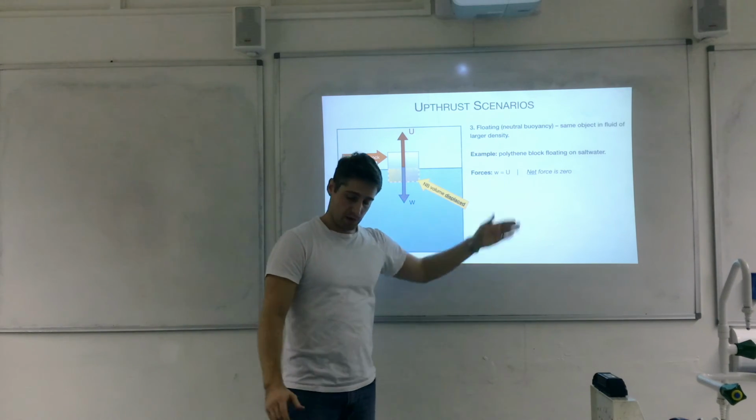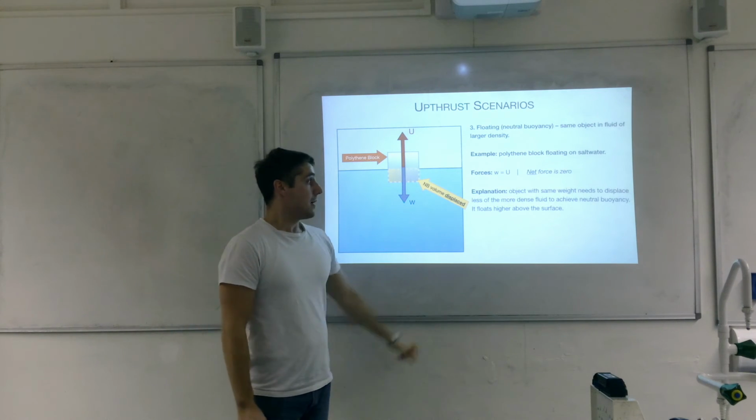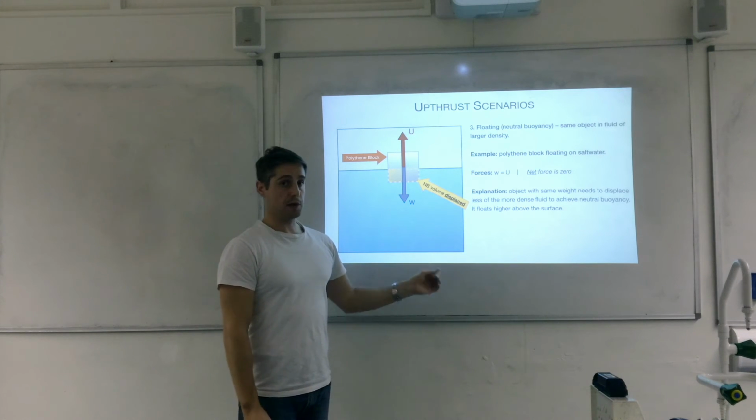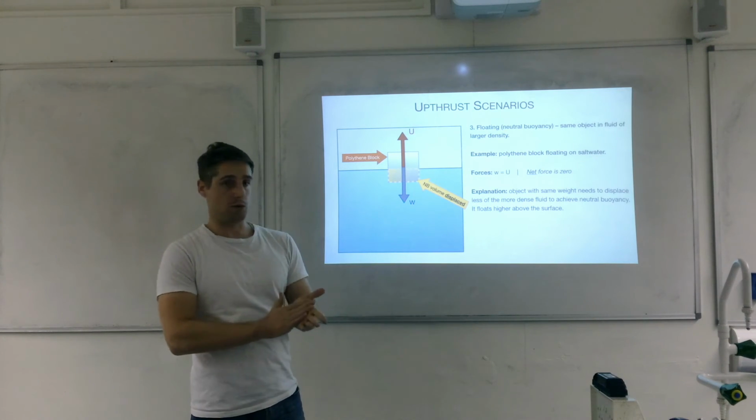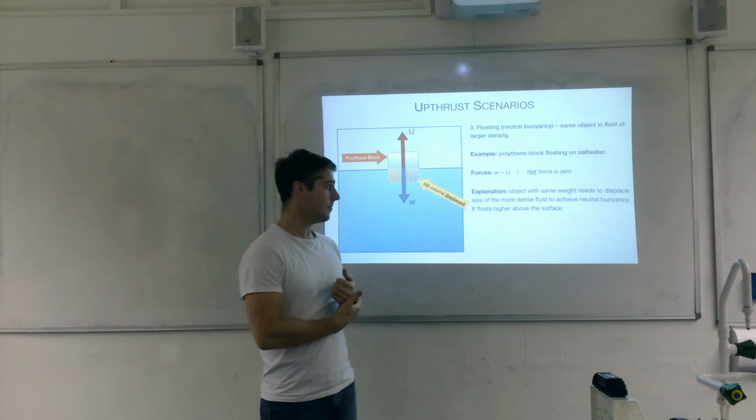The forces are still W equals U. The net force is still 0. An object with the same weight needs to displace less of the more dense fluid to achieve neutral buoyancy here, so it will float higher above the surface.